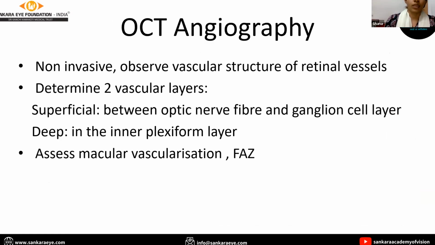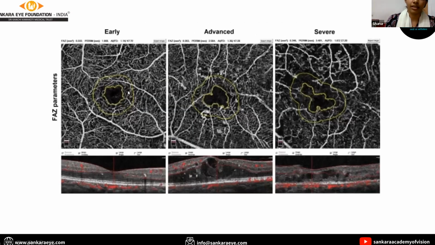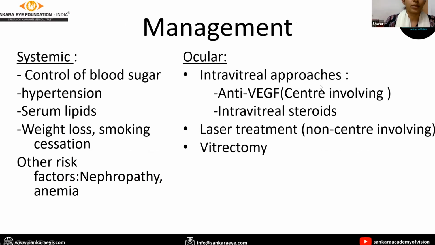Now, OCT angiography is another non-invasive tool to observe superficial and deep vascular layers of the retina. It is basically done to assess the macular vascularization and the size of the foveal avascular zone. So here you can see that as the severity of the disease increases, the FAZ has enlarged. Coming to the management, systemic management is the most important, to control the blood sugar and other risk factors.